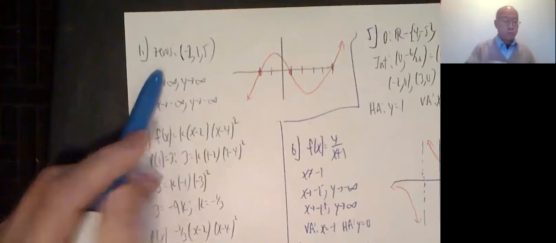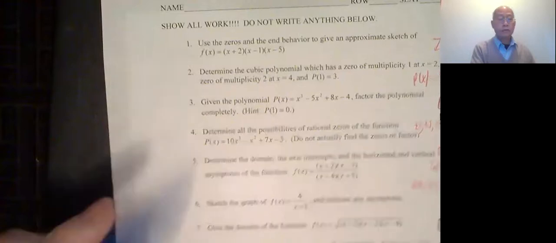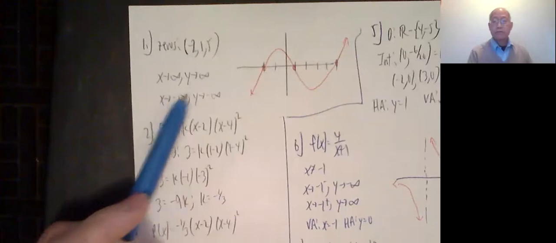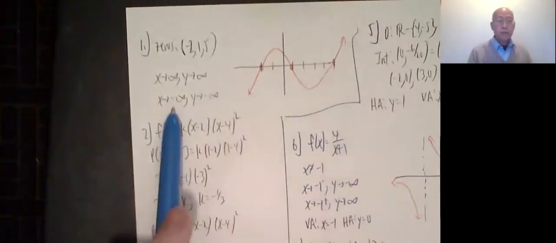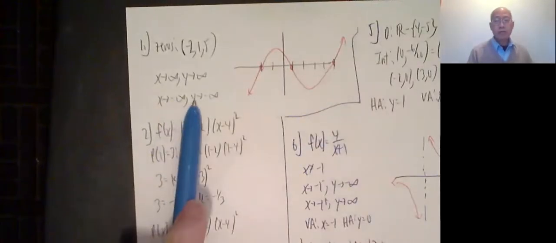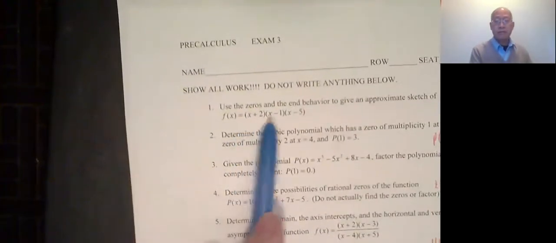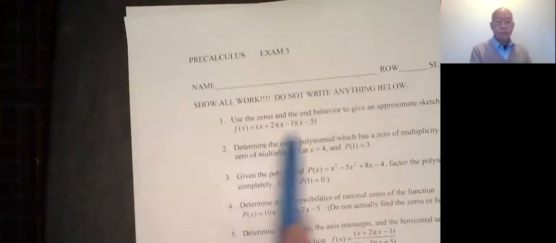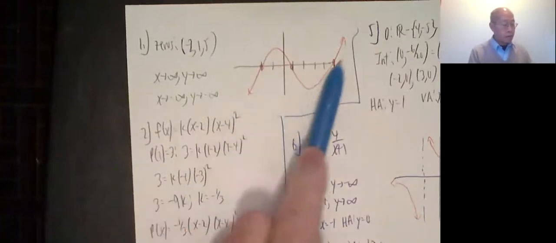Number 1, we have the zeros as -2, 1, and 5. And behavior when x goes to infinity, y goes to infinity. You have a big number times a big number times a big number, which is a big number. When x approaches negative infinity, y approaches negative infinity. You have a negative big times negative big times negative big, which is a negative big number. And these are all multiplicity 1, so each one will cross the x-axis. So up and then down and up.